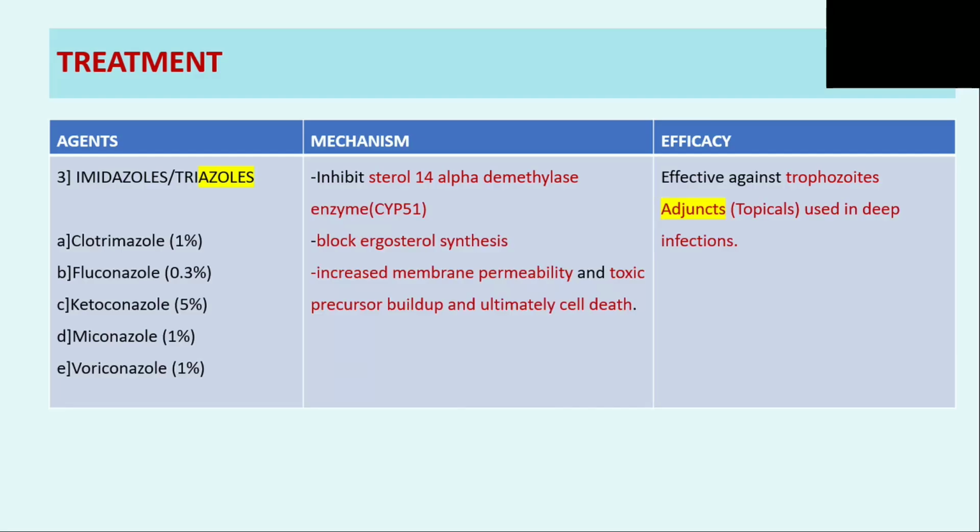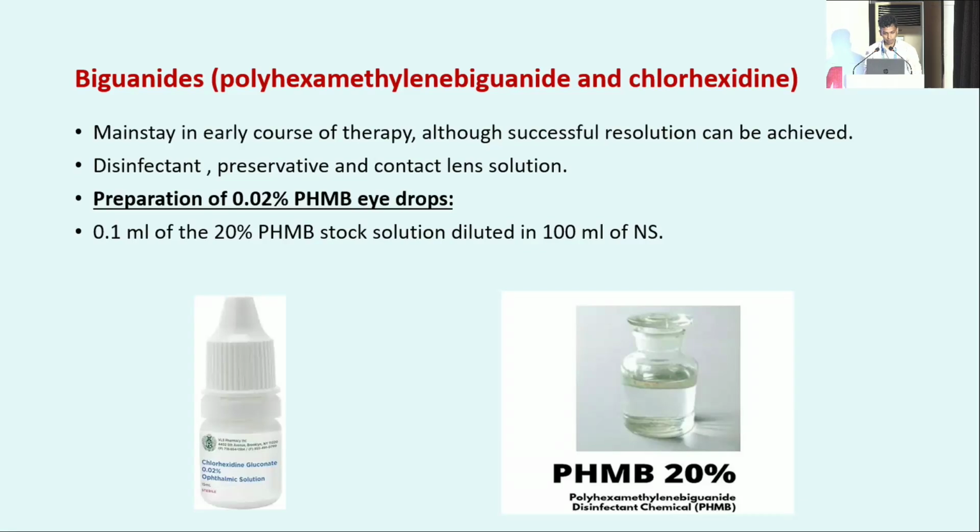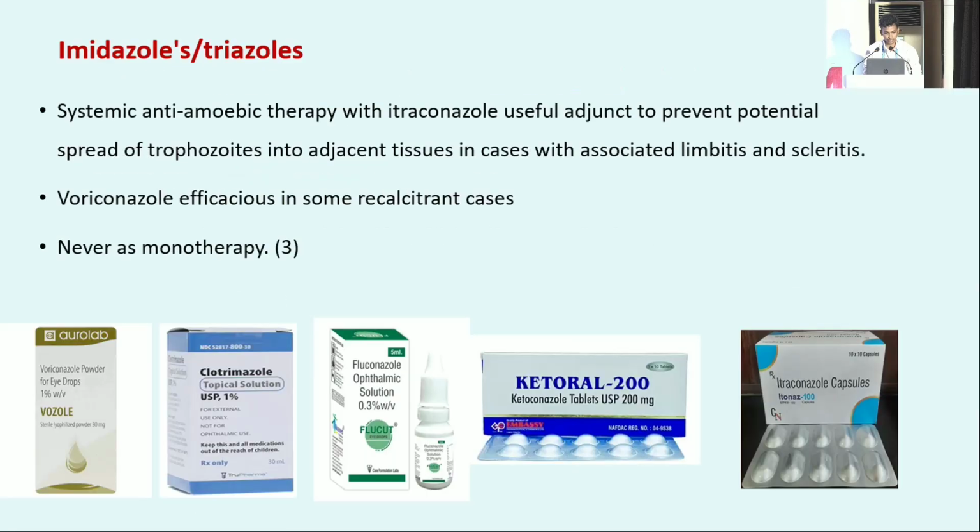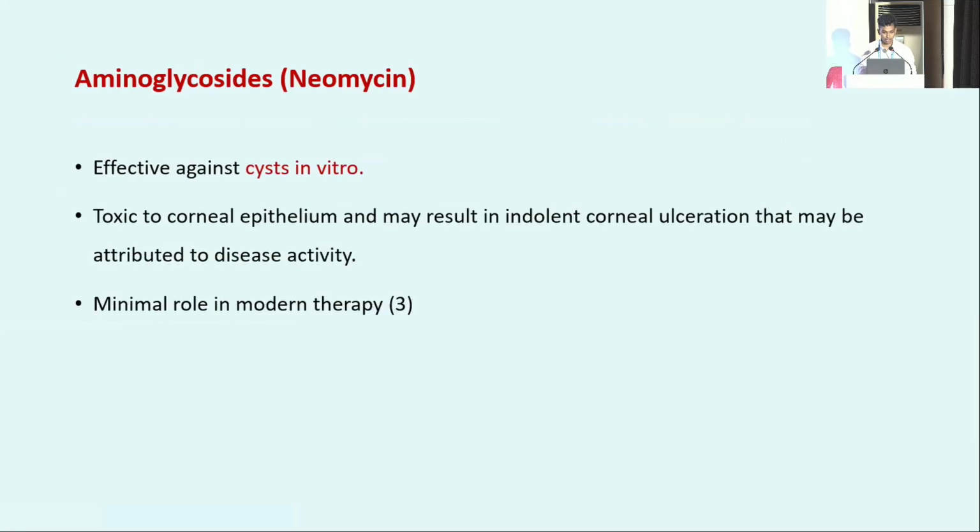Azoles can be given as adjuvants. For preparation of 0.02% PHMB, take 0.1 ml of 20% PHMB and dilute it with 100 ml normal saline. Imidazoles such as itraconazole are given as an adjuvant with potential activity against trophozoites. Voriconazole is effective in some recalcitrant cases and never as monotherapy, because resistance develops. Aminoglycosides such as neomycin can be used, showing activity in vitro, although they have a toxic effect on the corneal epithelium, so they have a minimal role in modern therapy.